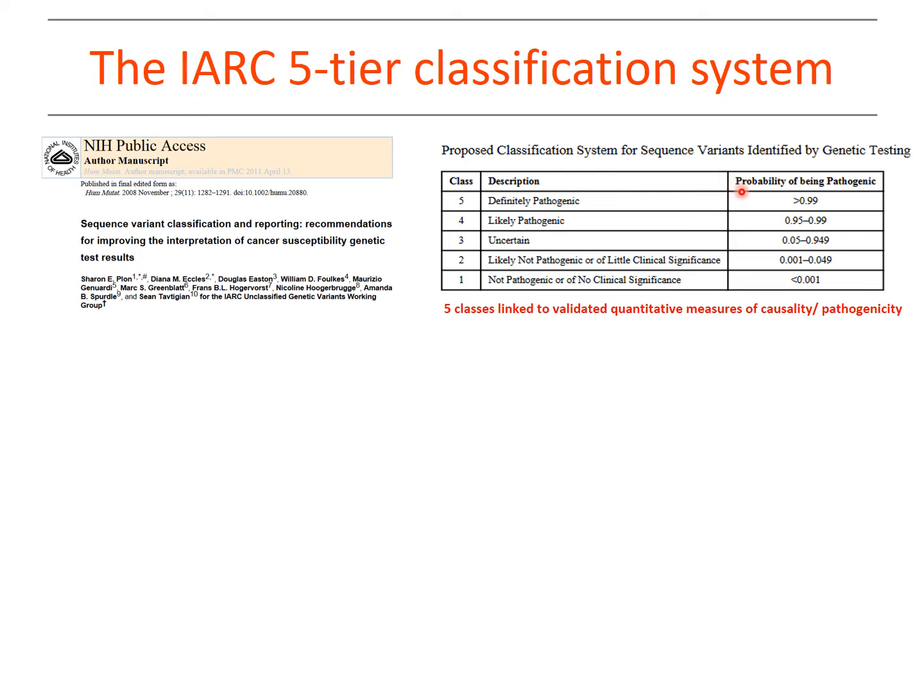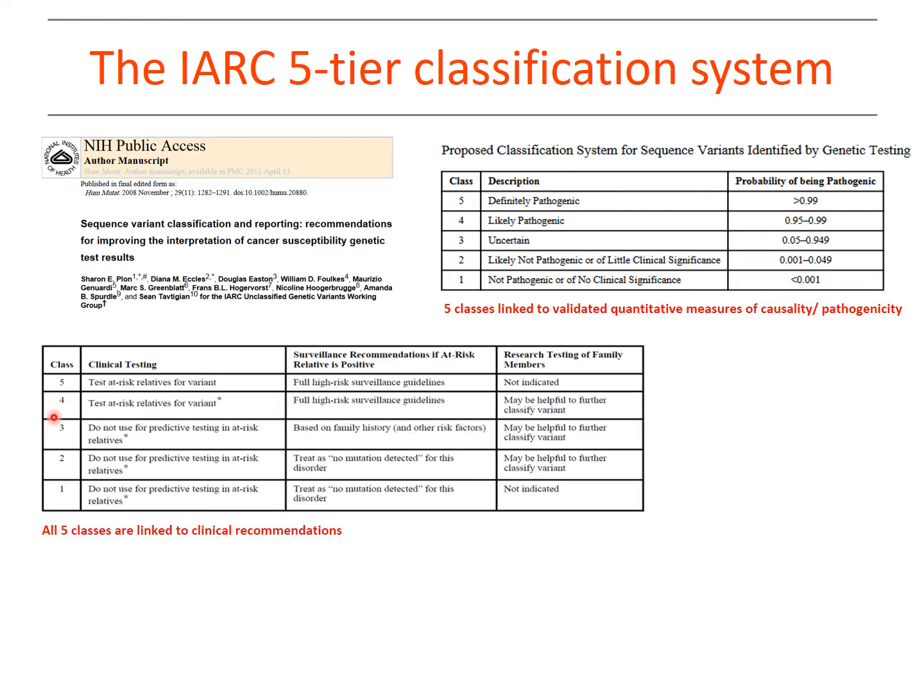But most importantly, these classes are linked to definitive probabilities of being pathogenic, and you can see the scores here. So these classes are linked to validated quantitative measures of causality. And most importantly, these classes can then be used to translate the genetic data to clinical data: if you test relatives for the variant, if you recommend surveillance for the family, or if you test family members in the research setting. So the real gain of the system is that all 5 classes are linked to clinical recommendations.